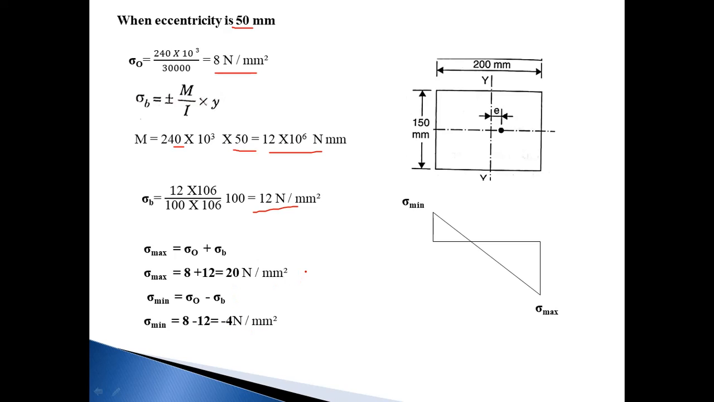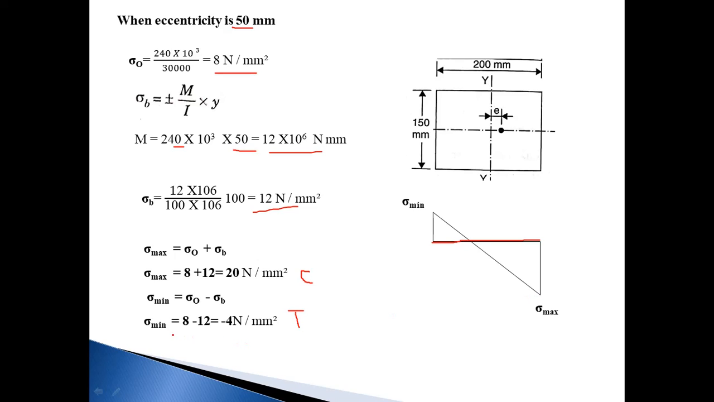So positive sign indicates the nature of the stress is compression, and negative sign indicates the nature of the stress is tension. So draw the stress distribution diagram like this. So this is the baseline. On this side the maximum stress occurs because the load is acting on the right of that y-axis. So this is sigma max, and that is a compression. Compression means you need to plot below the baseline. So that is the 20.